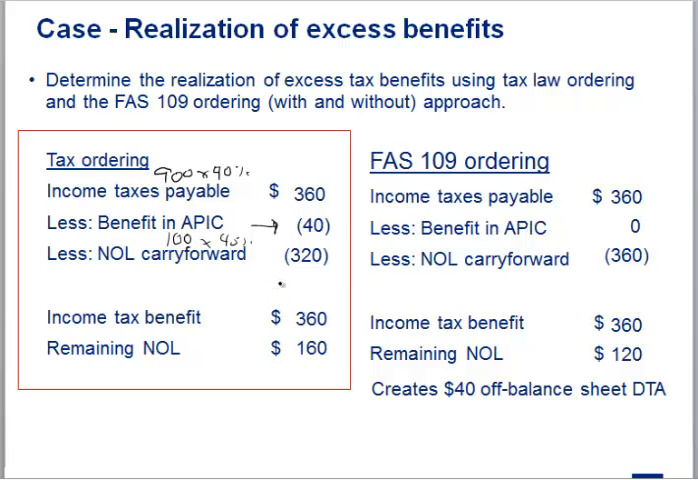Now, that is the excess part, not the whole option deduction, just the amount above the book expense. This is the amount I would credit to APIC. So now I have $320 of tax left that I can use my NOL carry forwards for. But remember, I had NOLs of $1,200 times 40%, so that would be $480. If I use $320, $160 is left.